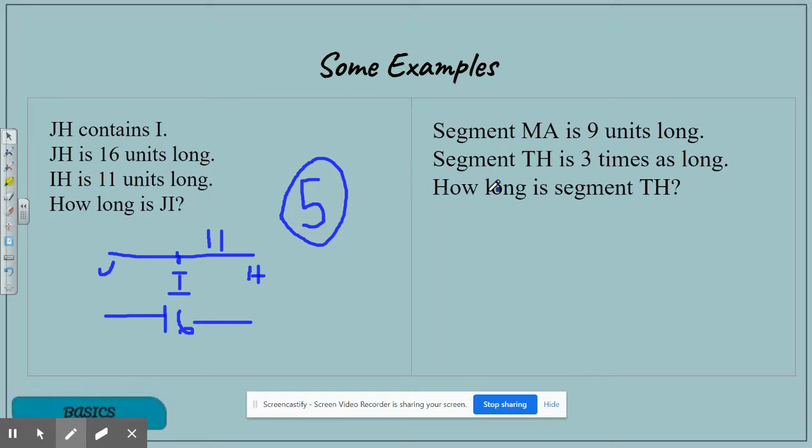All right, try the next one. Actually, the next one gets a little trickier. You can try it yourself and pause the video, or you can just watch. Segment MA is 9 units long. So we have a segment, MA, that's 9 units long.